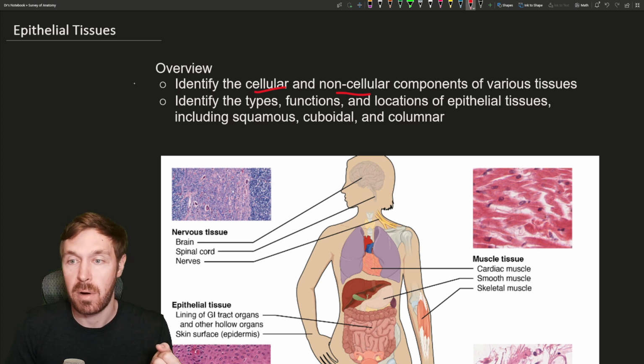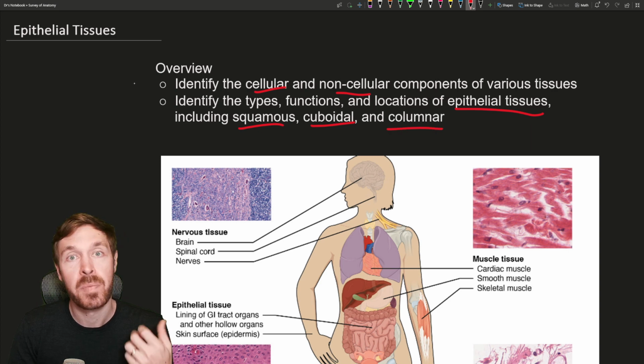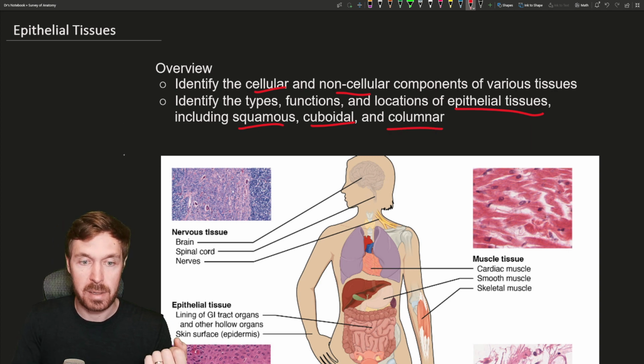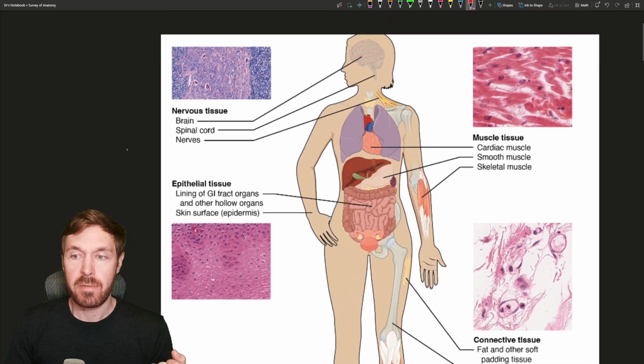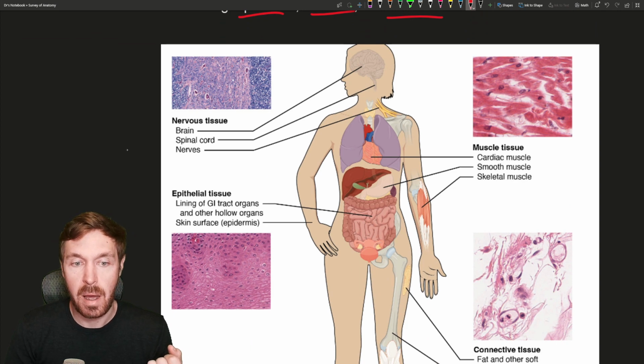The focus of this video are the epithelial tissues, so we're going to look at squamous, cuboidal, and columnar, simple, and stratified. Now, just a general overview of all the tissues. Like I said, we are focused on the epithelial tissues here. These are the linings and the coverings. All the linings of all the hollow organs except the heart are lined with epithelial tissues, and your skin is an epithelial tissue, your epidermis.